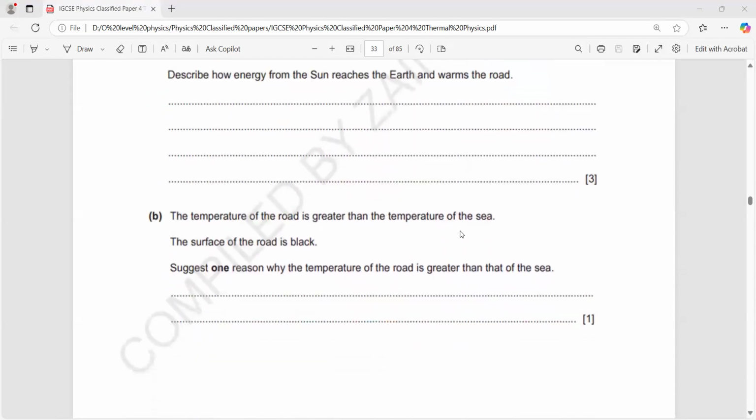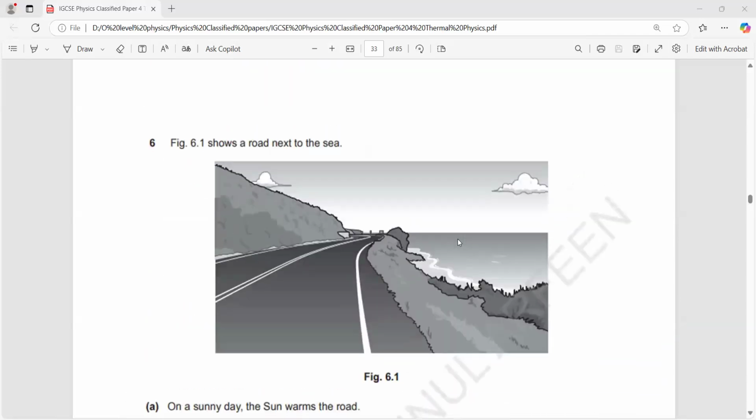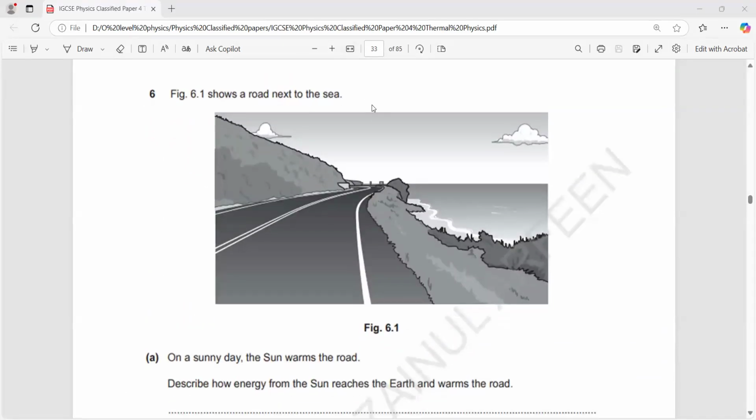The temperature of a road is greater than the temperature of a sea. The surface of a road is black. Suggest one reason why the temperature of a road is greater than that of the sea. So what is the reason? Greater specific heat capacity? No, the one which shows a smaller change in temperature will have a higher specific heat capacity.